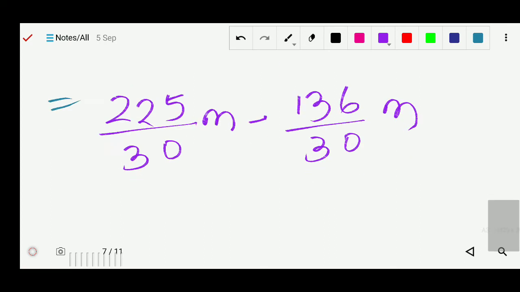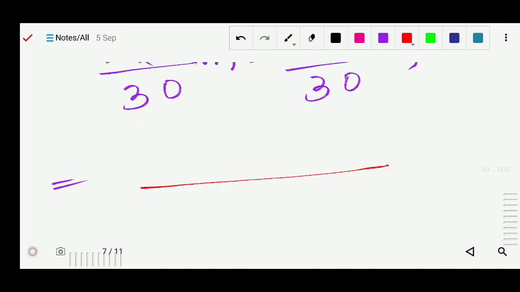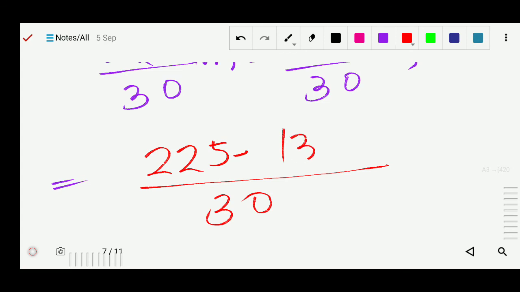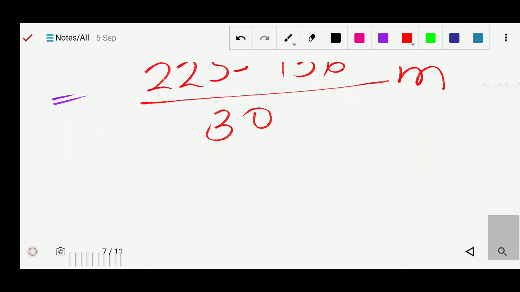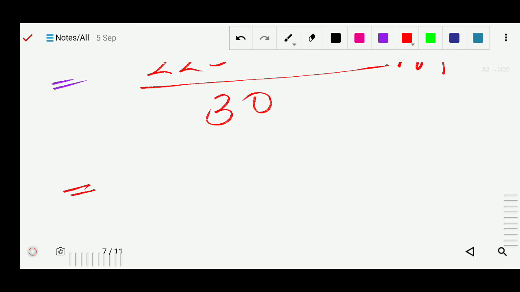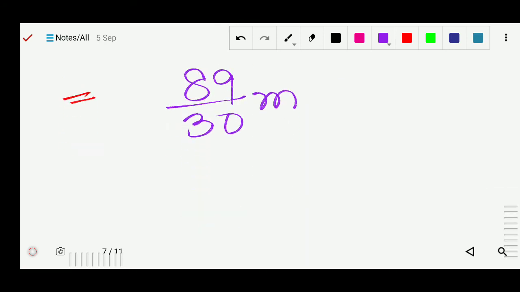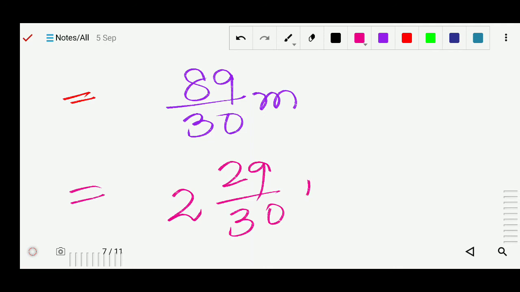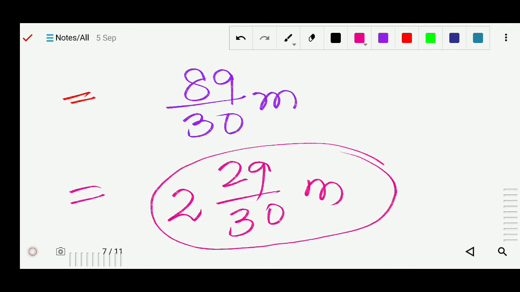Now the denominators are equal, so we can do 225 minus 136. You will get 89/30 meters. Now you can make this improper fraction into a mixed fraction, so that's your answer, 2 and 29/30 meters.